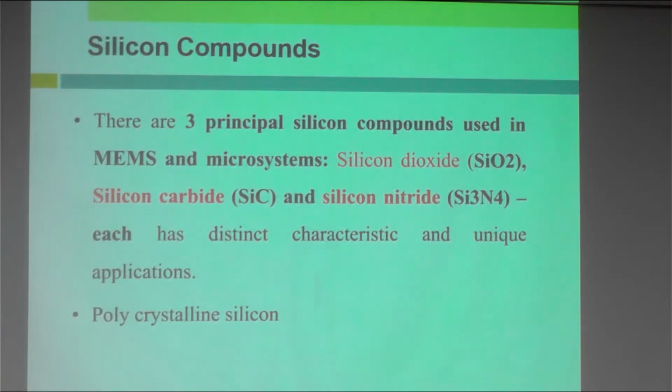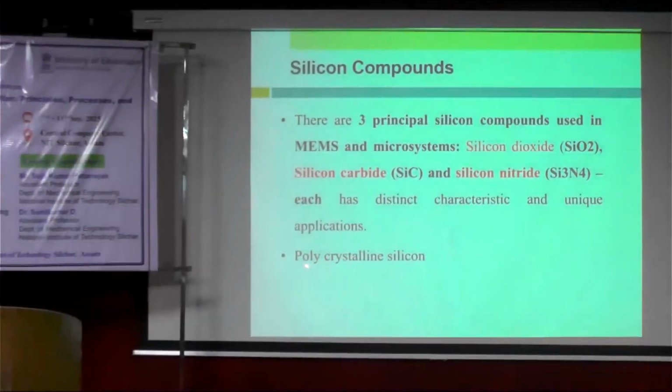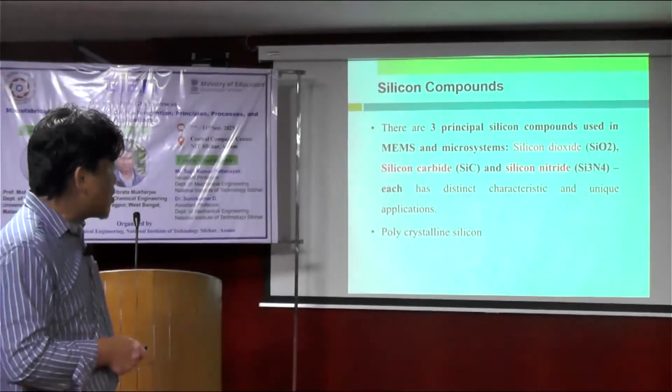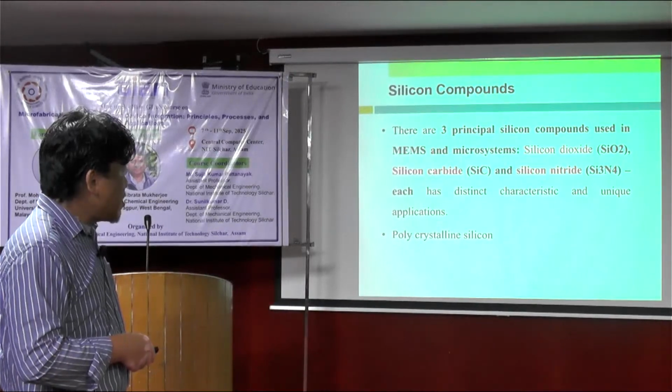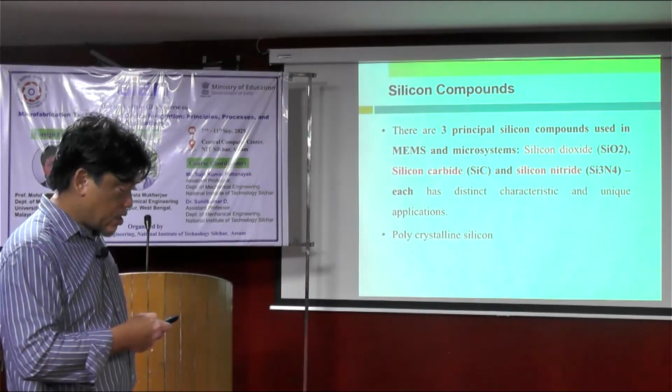But of course, the use of silicon compounds is for different purposes, normally not for structural, but for, let's say, insulator, or silicon carbide, of course, for semiconductor properties, and silicon nitride as well. Each has distinct characteristics and unique applications. Then you have polycrystalline silicon as well. Polycrystalline, as for the name, is not single crystal, it has a multiple crystal structure.